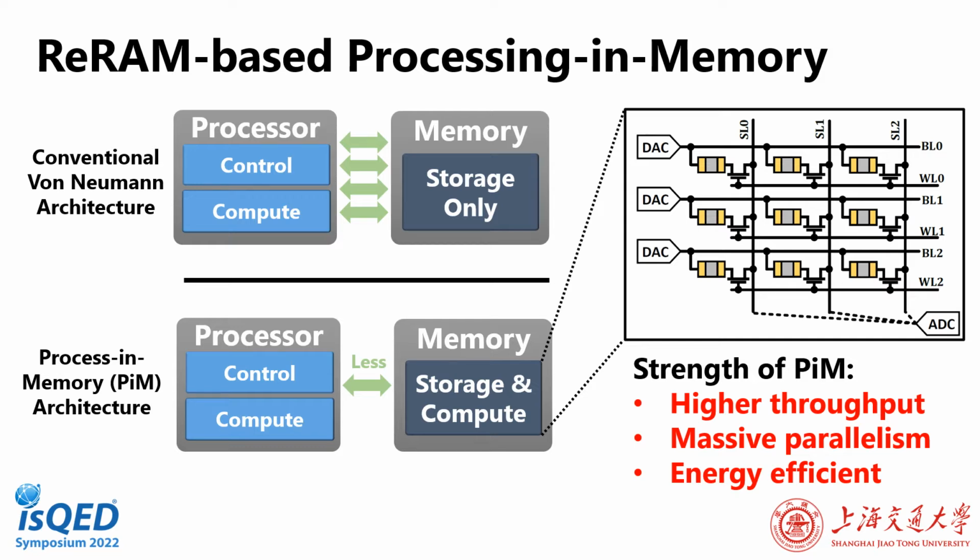A popular implementation of PIM is the ReRAM-based processing in memory system. ReRAM is a non-volatile memory that stores data by resistance, and is leveraged to accelerate the vector matrix multiplication in recent works. In brief, for data-intensive applications, the PIM can significantly outperform conventional von Neumann computer for its higher throughput, massive parallelism, and superior energy efficiency.